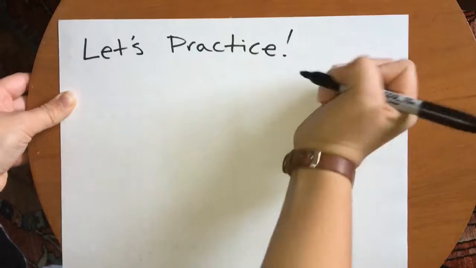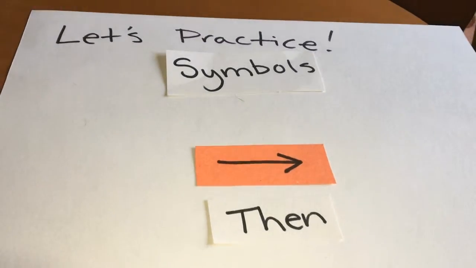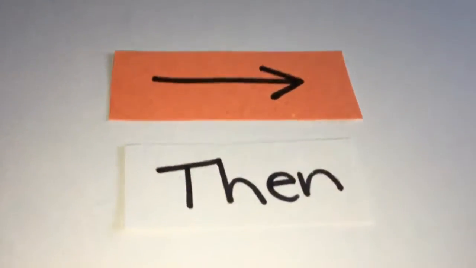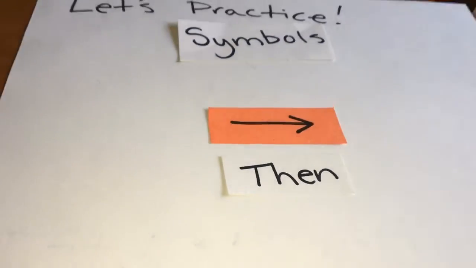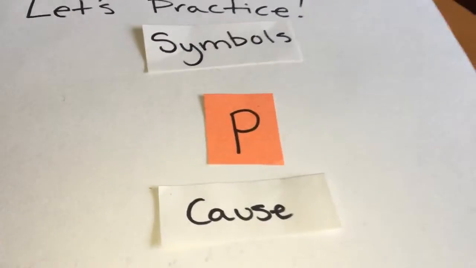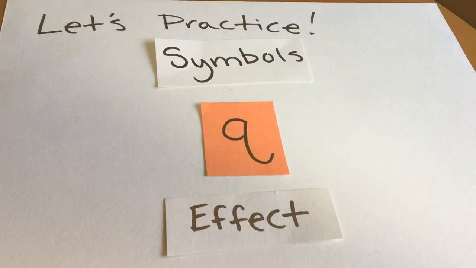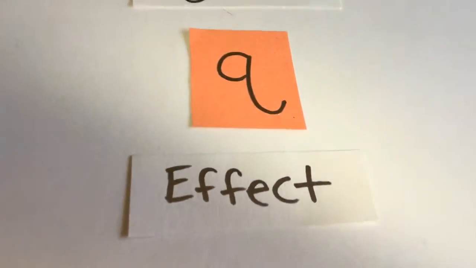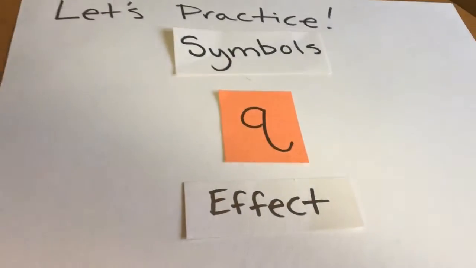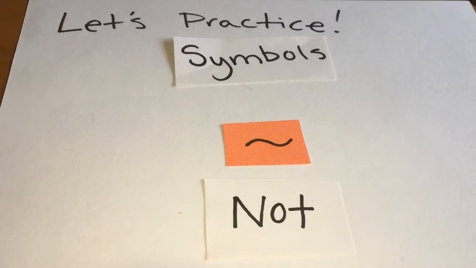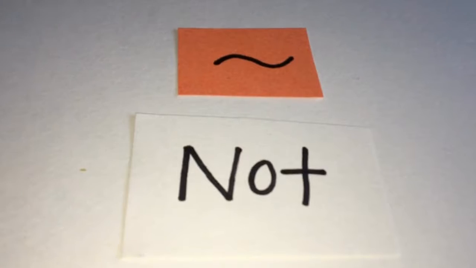Let's review the symbols. The arrow represents the then part of the statement. It comes in between the two parts of the sentence and helps it flow. The P represents the cause, and the Q represents the effect. The cause is that it is raining, and the effect is that you take the bus. The final symbol is the not symbol. When this is placed in front of a P or a Q, it shows that they are not P or not Q. Let's practice.